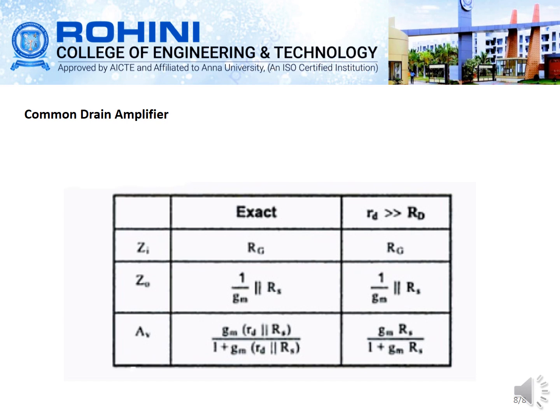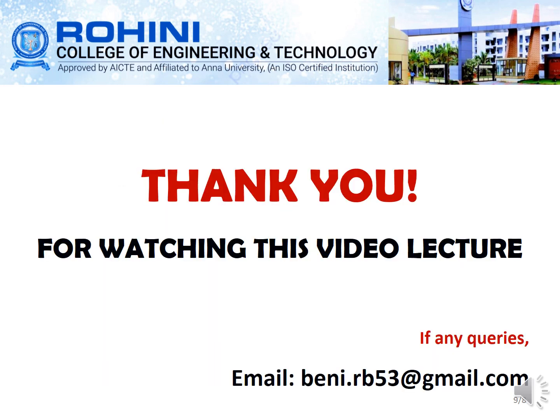Our output impedance is exactly 1 by Gm in parallel with Rs. The same holds for Rd being very large. Then the exact voltage gain is Gm of Rd parallel Rs divided by 1 plus Gm into Rd parallel Rs. In case Rd is very large, you neglect this term, so you will get Gm into Rs divided by 1 plus Gm into Rs.